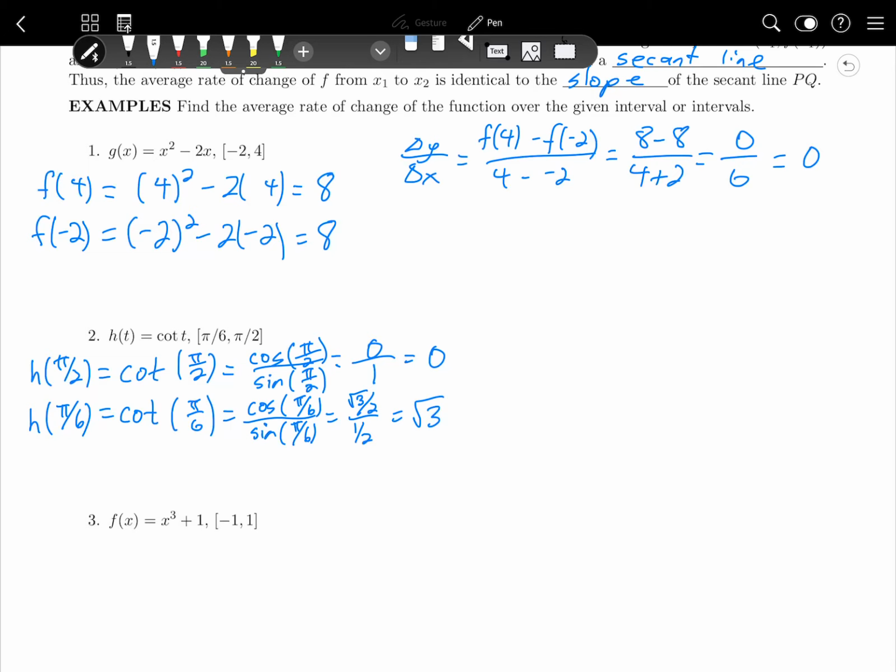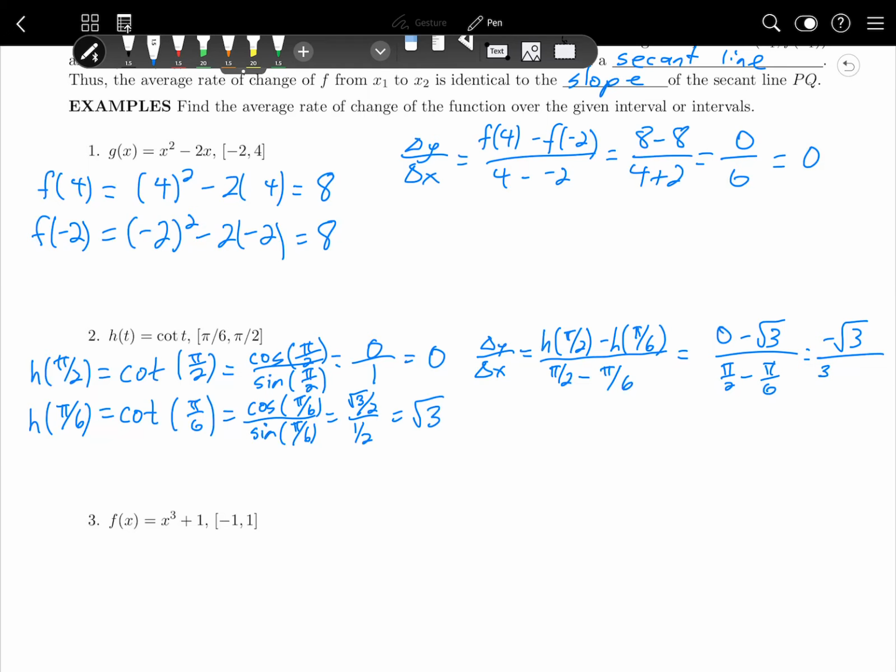So this would be delta y over delta x would be h of pi over 2 minus h of pi over 6 over pi over 2 minus pi over 6. Now we can plug in the values we found for h of pi over 2 and h of pi over 6. So 0 minus root 3 over pi over 2 minus pi over 6. And so on top we get negative root 3. On the bottom we're going to need to get common denominators. So this would be 3 pi over 6 minus pi over 6.